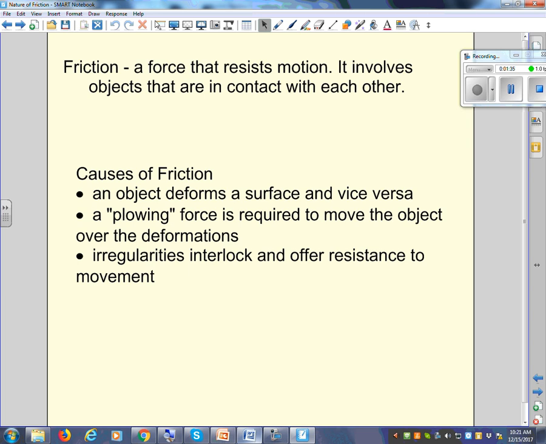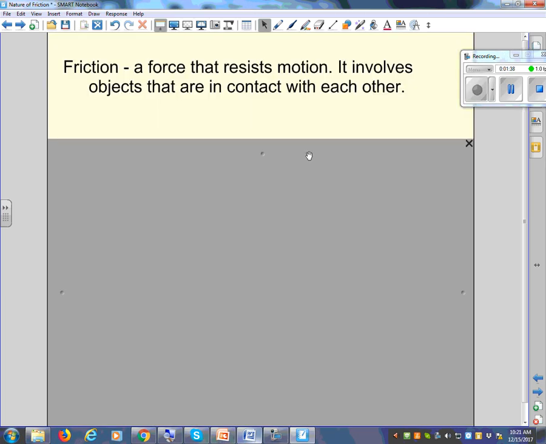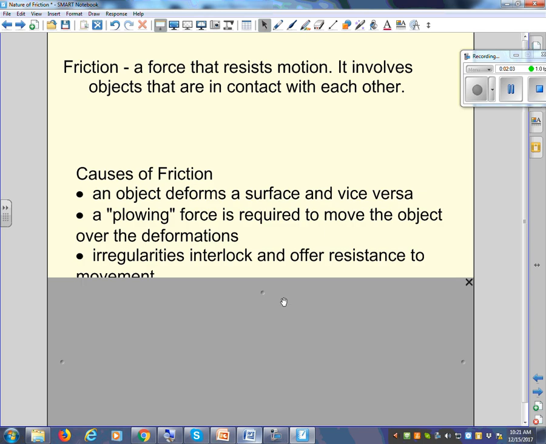So friction is, we've talked about friction before, but I'm going to jump in a little bit deeper and give you some more information about friction. It's a force that resists motion, and it involves objects that are in contact with each other. There must be contact. It is a contact force. Friction can be considered to be air resistance as well. So something flies through the air, it's in contact with the molecules that make up the atmosphere, right? So some cause of friction.